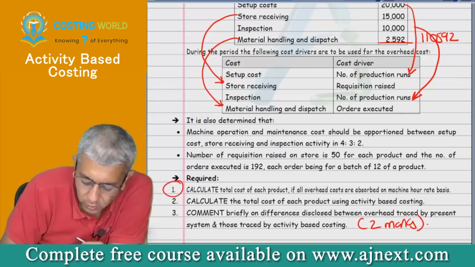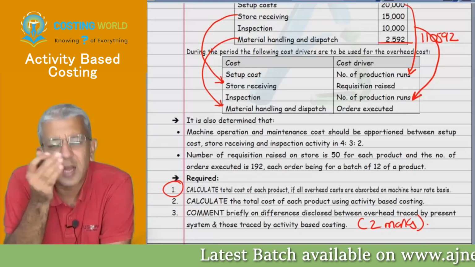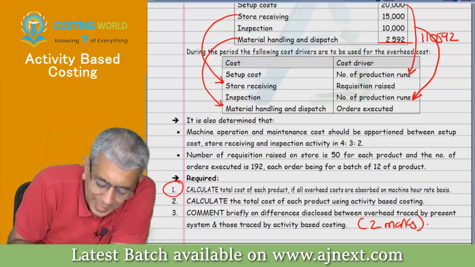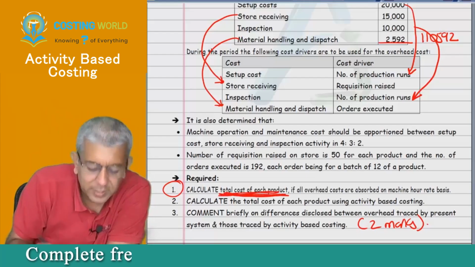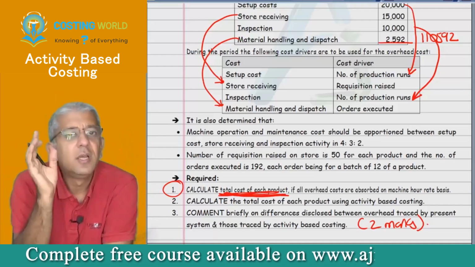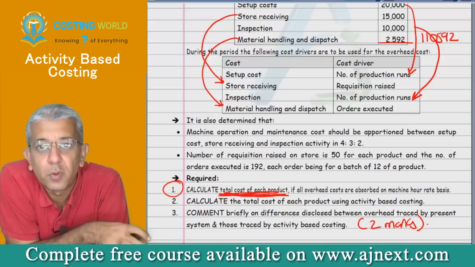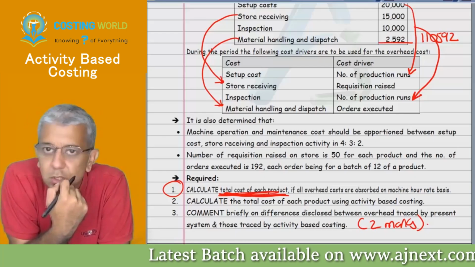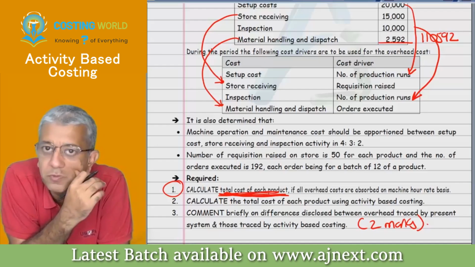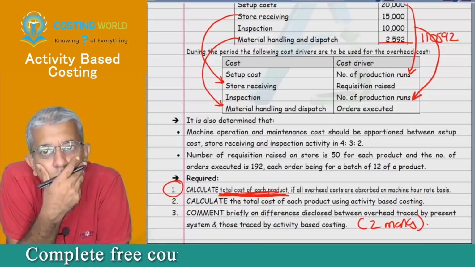Calculate the total cost of each product if all overheads are absorbed on machine hour basis. Now, one thing I honestly don't know. Calculate the total cost of each product. I don't know how to interpret this particular line. Some people can try to be saying, sir, we want total cost means we want total cost per unit. That could be one way to interpret. Somebody can be saying, no, sir. We want total cost means we want total cost of all the units. Is that understood? Yes, sir.